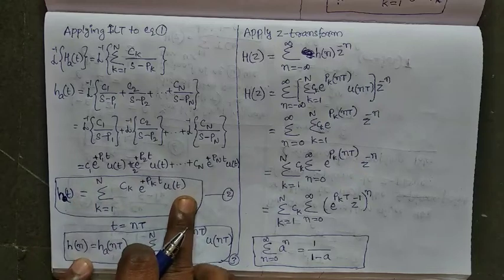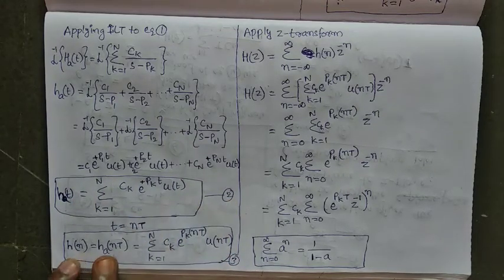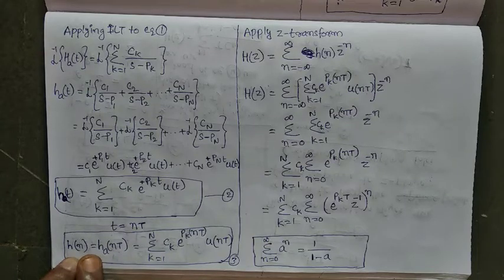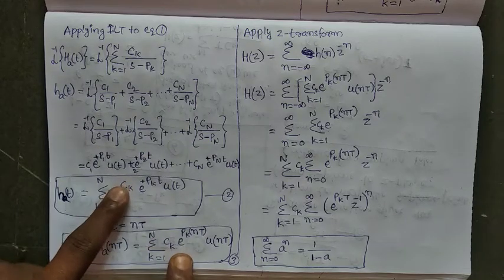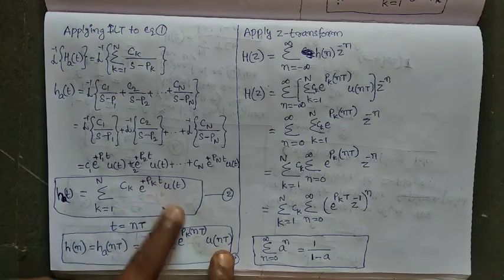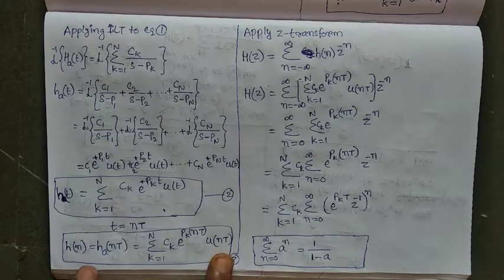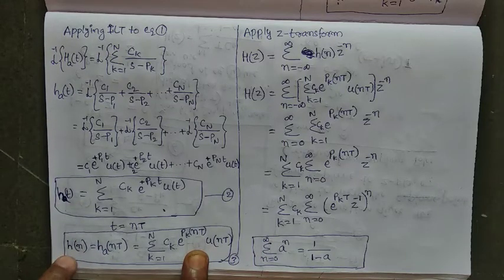Here, we are simply substituting t equal to nT in equation 2. Here that is h of n. h of n is equal to ha of nT, that is equal to summation k equal to 1 to N ck e power pk nT u of nT. Here this is the third step.